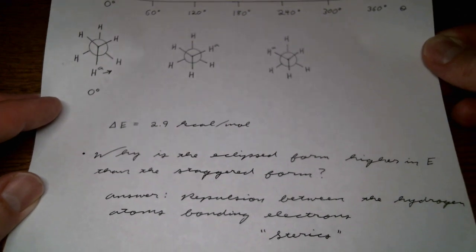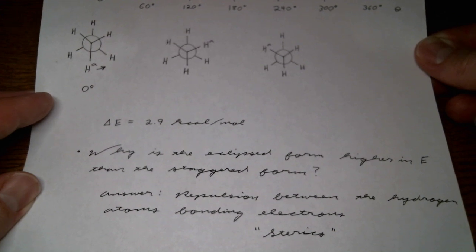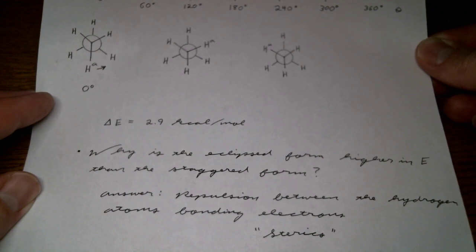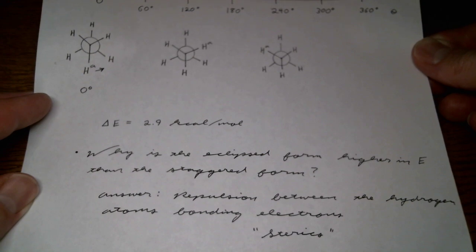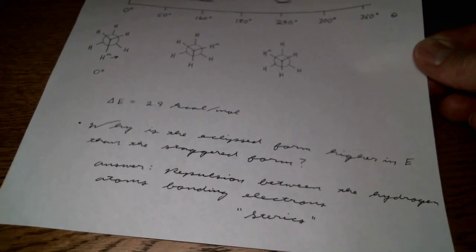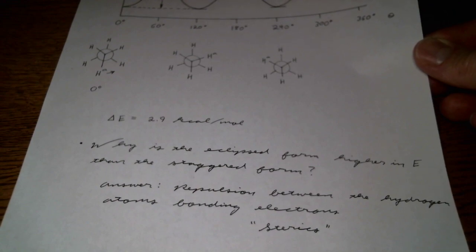The answer that we gave in our first video was that there was repulsion between the hydrogen atoms' bonding electrons in the eclipsed form that could not be found in the staggered form. So one word summed this up, it was sterics, or steric repulsion. There's also another reason that the staggered form is more stable than the eclipsed form.